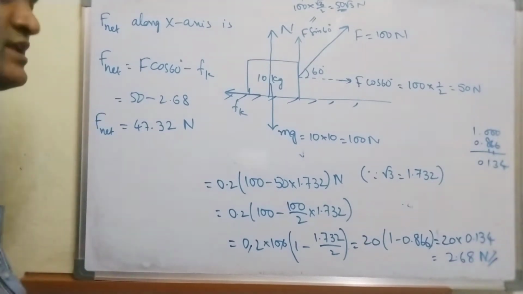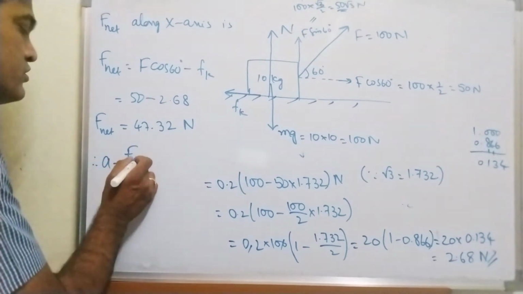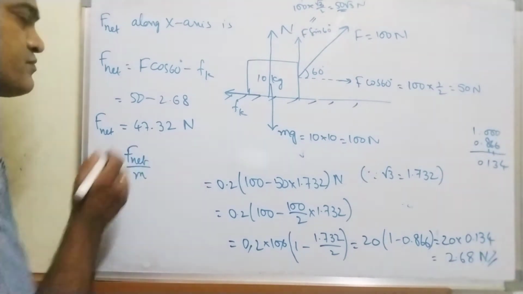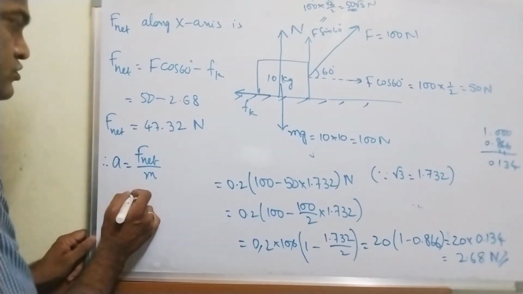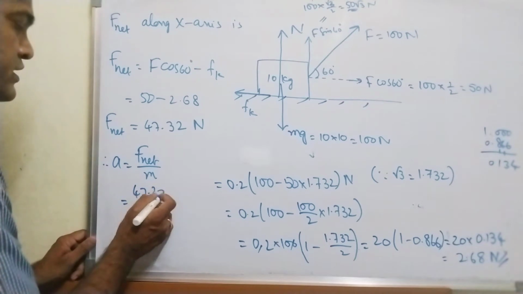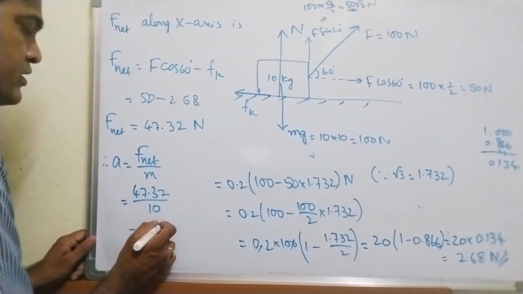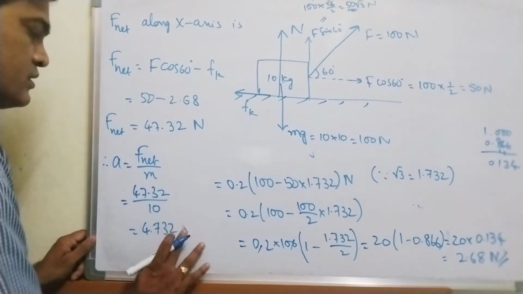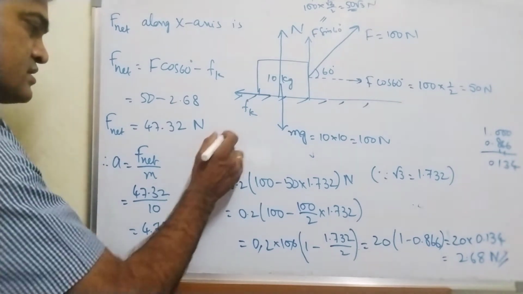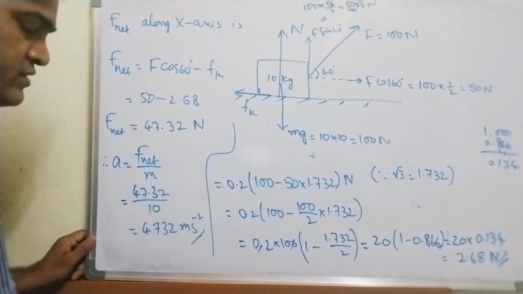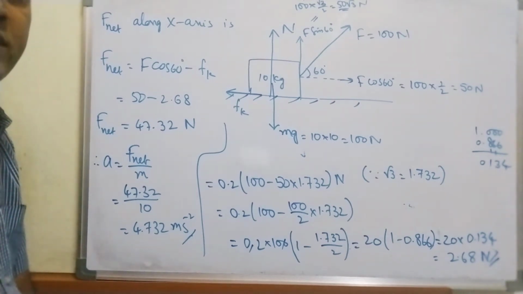But I want acceleration. Therefore, net acceleration is equal to net force upon mass. What is the mass of the block given? 10 kg. So 47.32 by 10, which is equal to 4.732 meter per second square. This is the final answer.